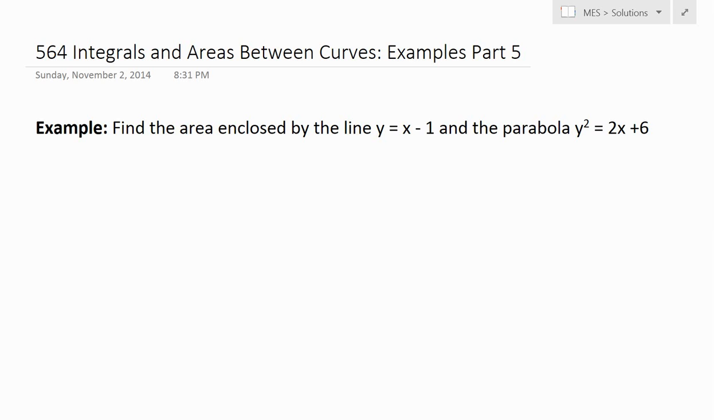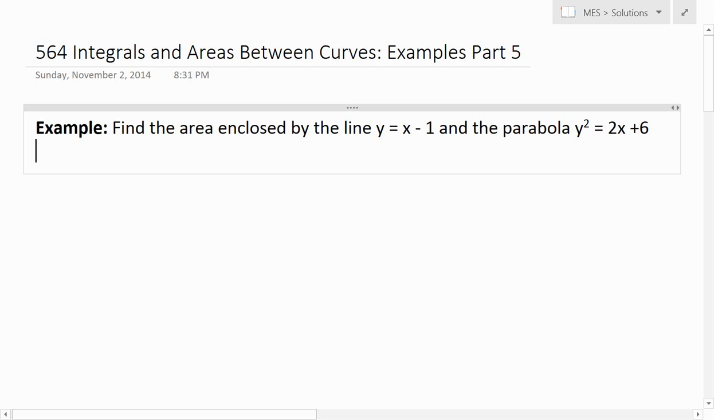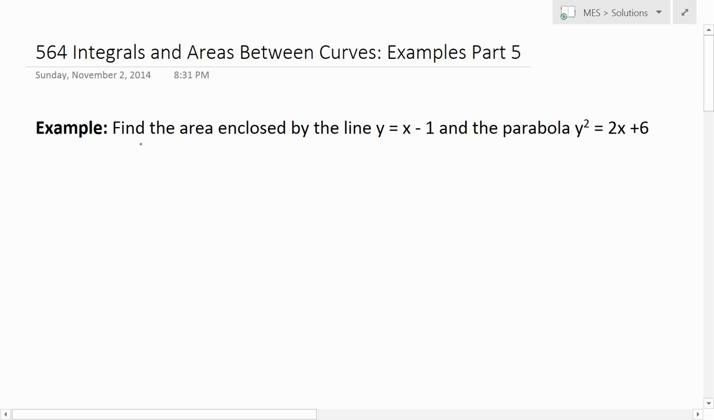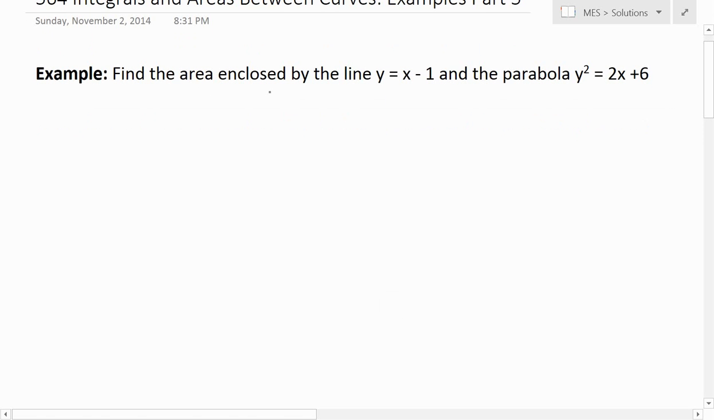Easy solution here to discuss further into integrals and areas between curves and look at examples, part 5 of this example series. And I'll solve this question here, which states basically find the area enclosed by the line y equals x minus 1 and the parabola y squared equals 2x plus 6.